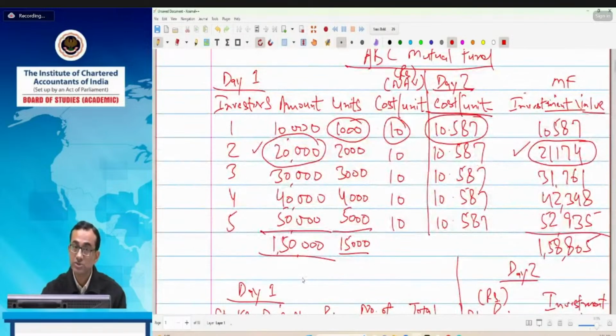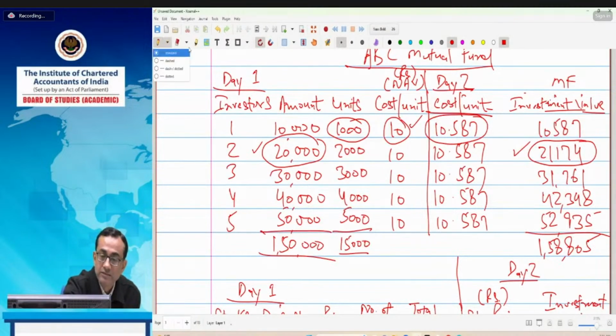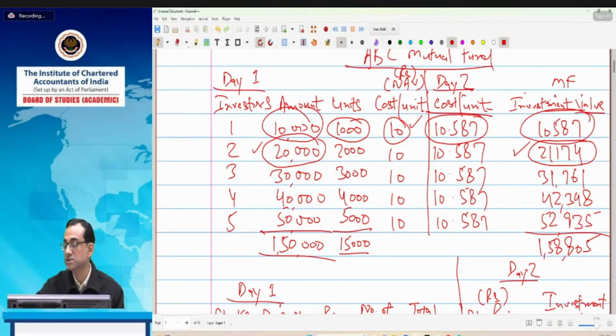And for the existing mutual fund investor, it is a profit, because investor one, who had invested in the ABC mutual fund at 10 rupees, can sell on the second day because his investment value has increased from 10,000 to 10,587. So 587 rupees he can pocket on the second day. And for the new investor who wants to invest on day two, the cost is now higher. They do not have to pay 10,000. They now have to pay 10,587.